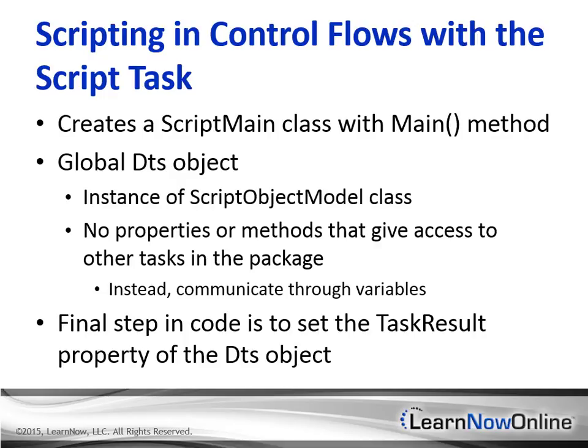Since this isn't always the case, it's a best practice to always explicitly set the TaskResult property in every script task. And as a practical matter, you're probably going to have multiple paths of execution through your code. Maybe in a catch block you set it to failure, but in the try block, assuming that nothing bad happens, it's set to success. So there are a lot of different ways to handle setting that result value.